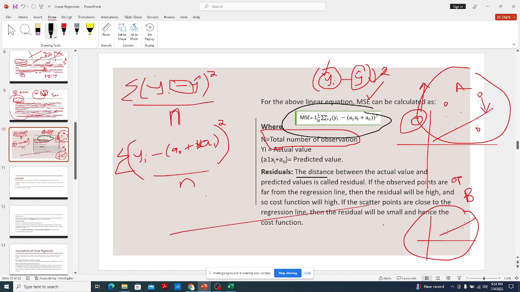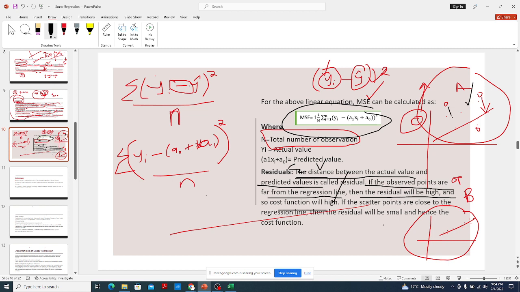Okay, the residuals, what are they? It's the error term, all the vertical deviation. And I've said that residuals are the distance between the actual values and the predicted values. So if the observed values are far from the regression line, then the residuals will be high, like in the case of illustration A. And the cost function will also be high.